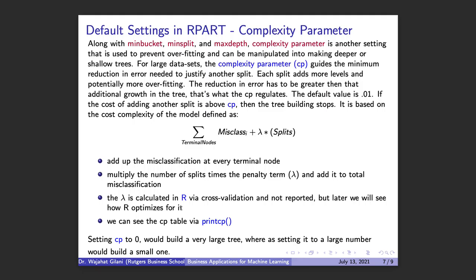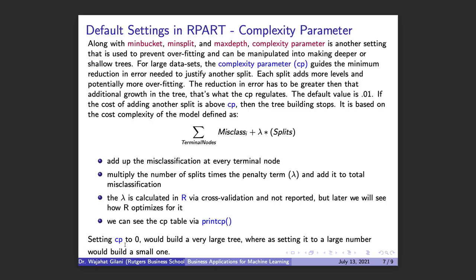A number smaller than that means a larger tree. Numbers larger than that mean a smaller tree, right? And again, there's a trade-off between the misclassification and the splits. Now, even though R doesn't show us lambda, it does show us the CP table, using the printcp command.